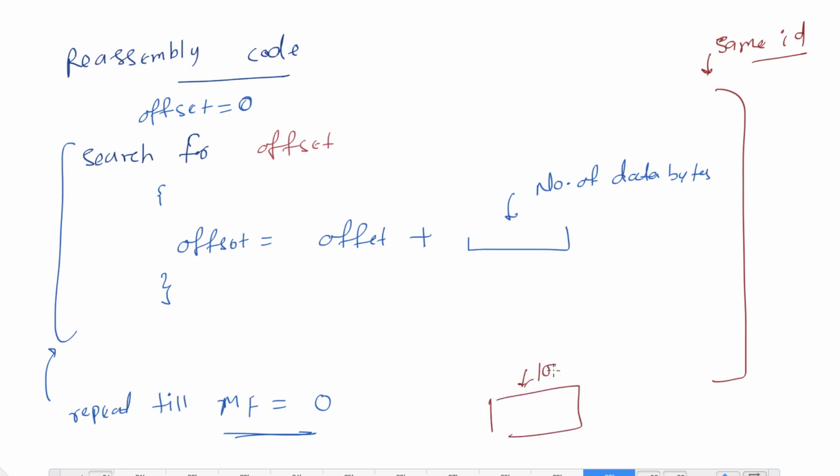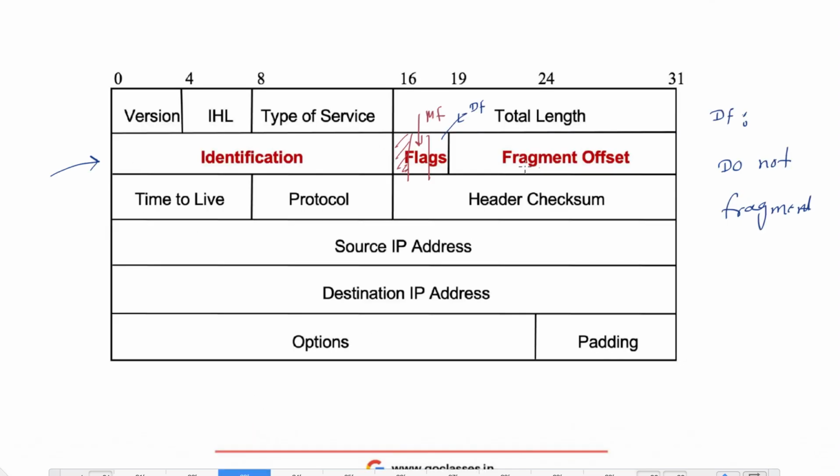So these are the packets with the identification number 100, these are the packets with the identification number 200, and within the 100 only it will search for the offset 0, then offset 480, then offset 480 into 2, like that till it finds the packet which is having MF as 0. That's how the reassembly will work. So now there is no ambiguity at the receiver side or the destination side about how to assemble all the packets. And that's how all these fields are helping us. I hope you got it.